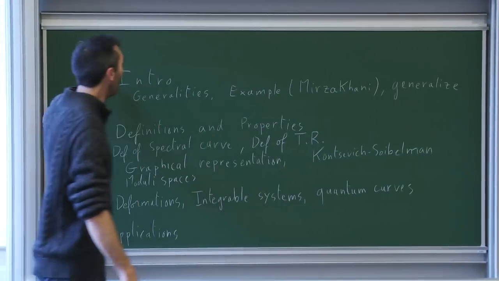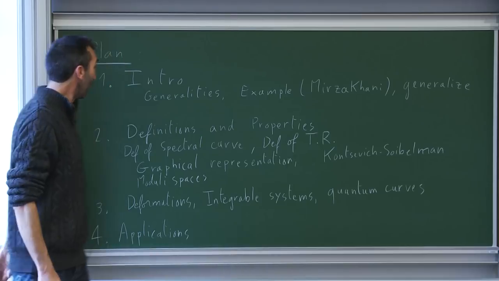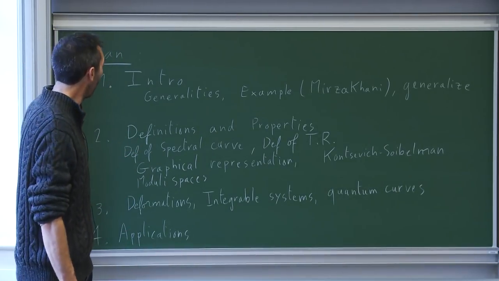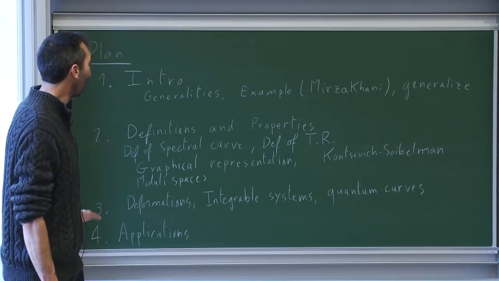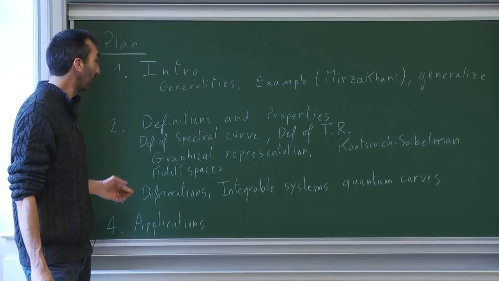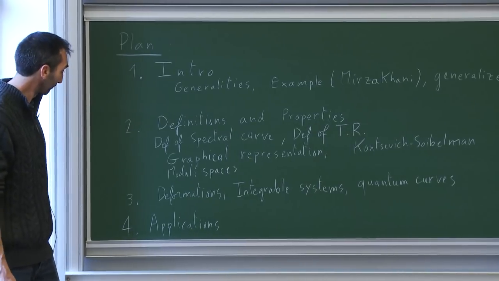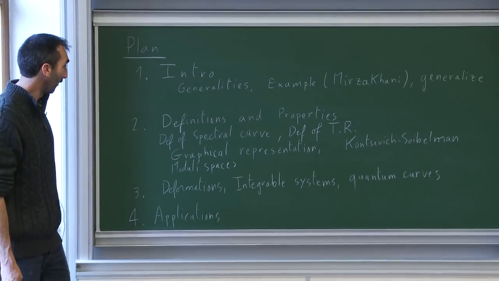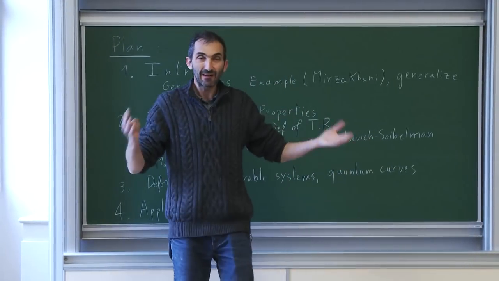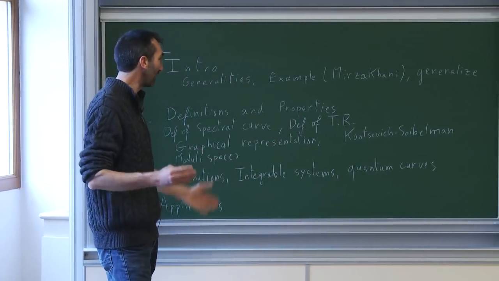I will start with a very general introduction with some examples, and then I will give the definitions of what I call spectral curves, topological recursion. I will give the first few properties and explain how to do computations and relate it to the moduli spaces. And mention that there is a recent approach by Kontsevich and Soibelman, which is slightly different. And the link between the two approaches, I think, is not totally well understood.